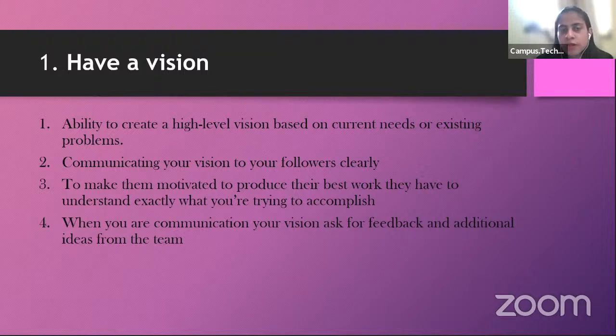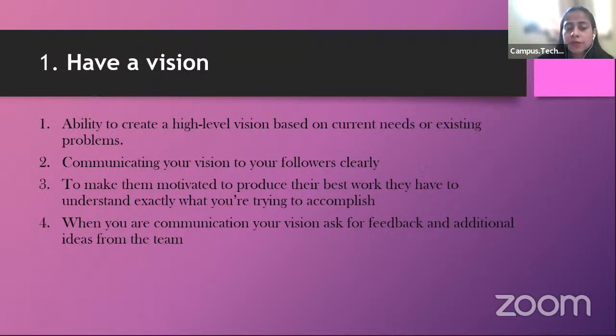So make sure that you motivate them to give their best result and make them understand exactly and clearly what you are trying to accomplish. What is going to be the end result once we finish the task? This is going to give them more clarity and understanding about the work.